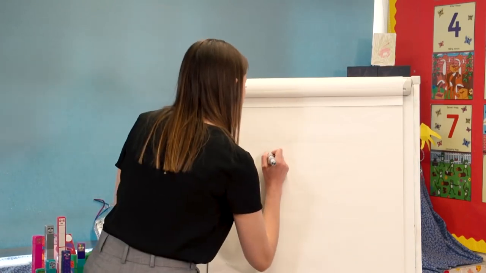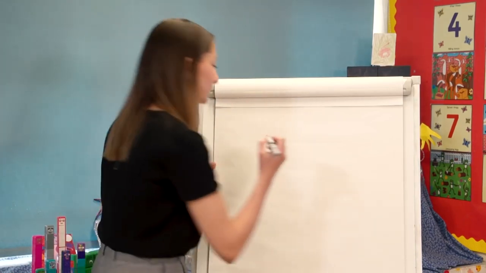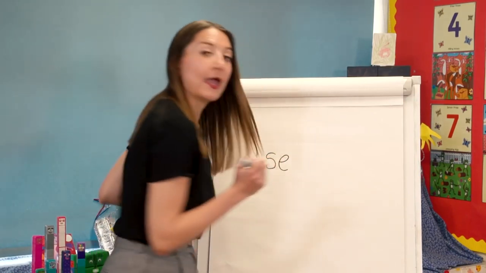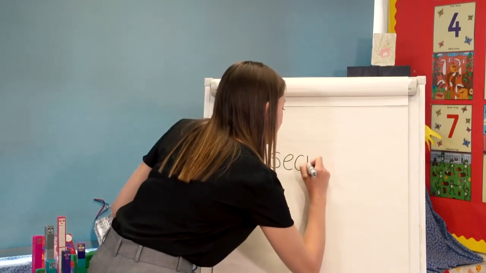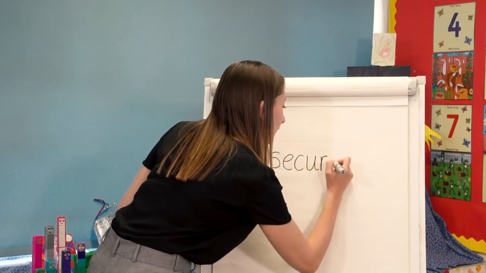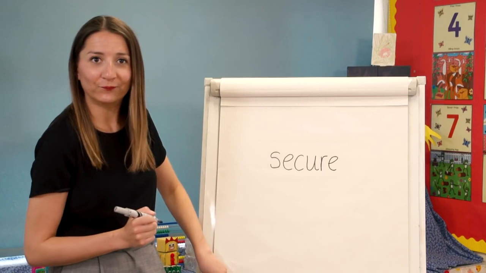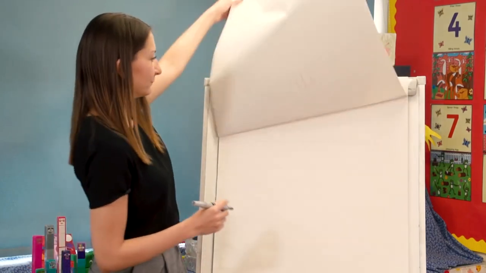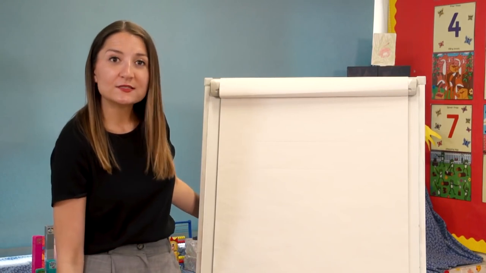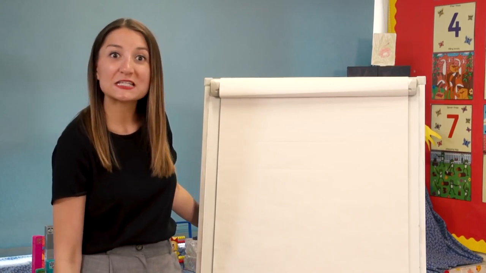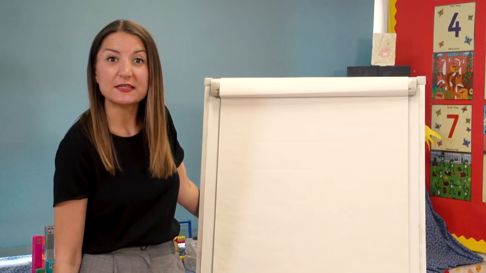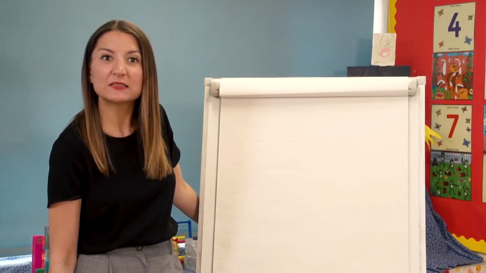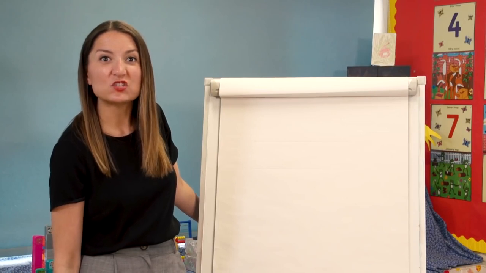Watch me write secure. Remember, we need four sounds. The first sound is s. E. K. And the trigraph, ure. Now you have a go. Say the word, say the sounds, write them down. There's four sounds in this word. The first sound is s. And don't forget the trigraph, ure.